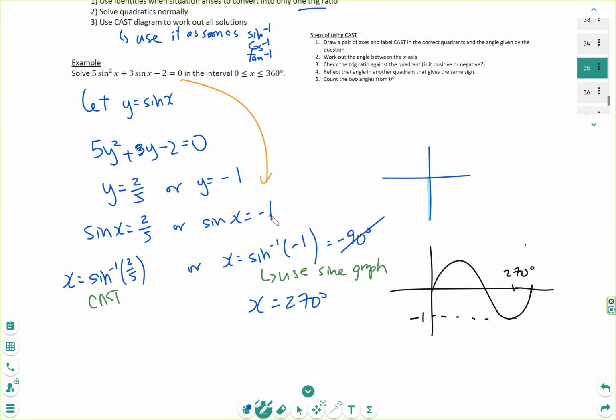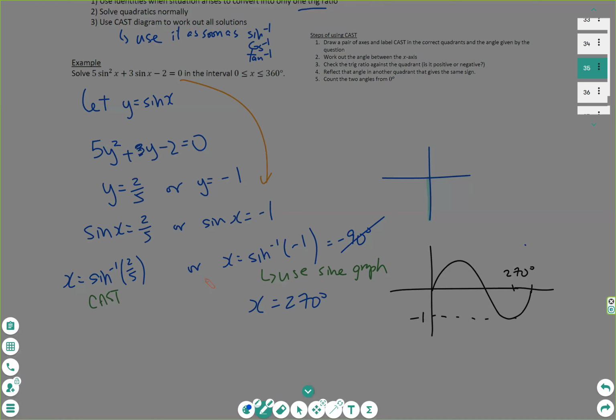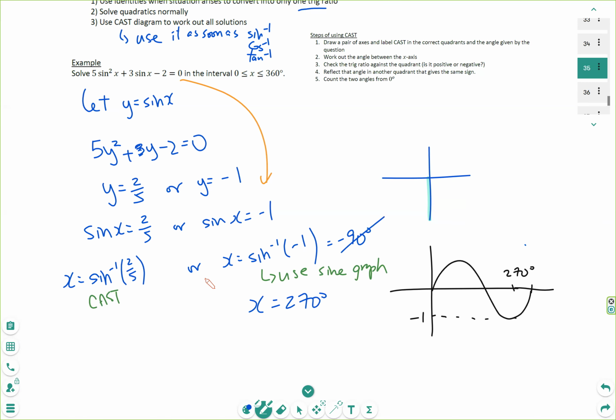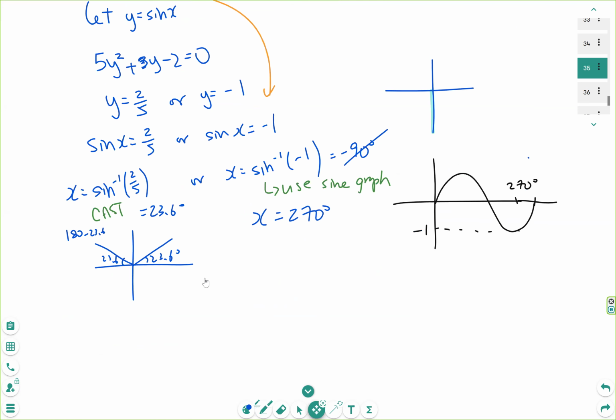What about inverse sin of 2/5? You should have done that a lot in the previous chapter. If you do inverse sin of 2/5, you should get 23.6 degrees. You can do the mental class diagram: 23.6 degrees reflects in the sine quadrant because sine is positive. This value is the same as 180 degrees minus 23.6, which is 156.4 degrees. So x equals 23.6 degrees or 156.4 degrees.